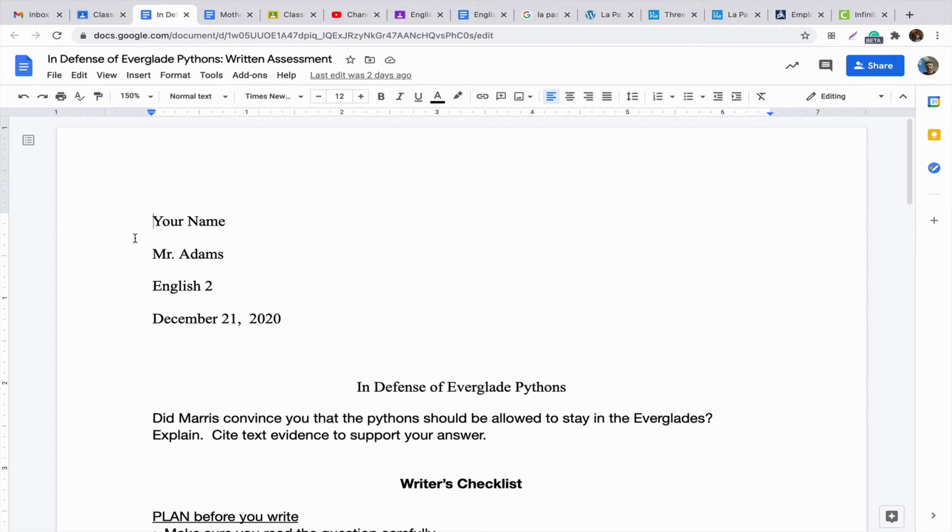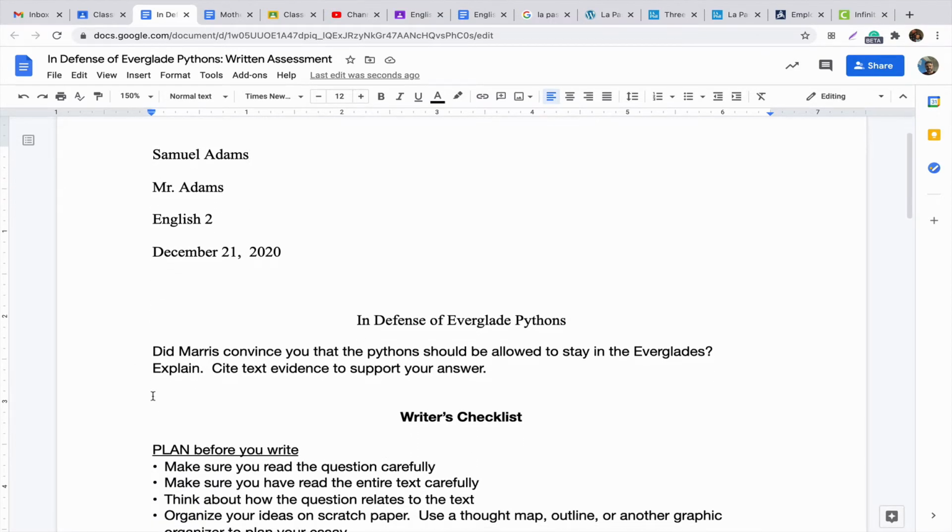In defense of Everglade pythons, written assessment. The first thing you'll notice is your name goes at the top, first and last name. In a standard heading for an English class, you'll have your teacher. In college, it'll be your professor, the class, and the date. The title, In Defense of Everglade Pythons.